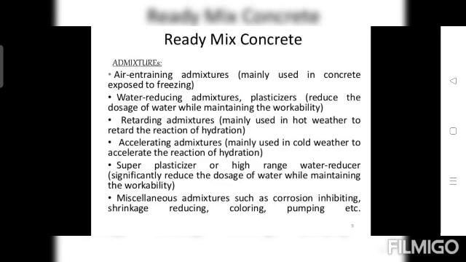So these are all the materials. Superplasticizer is also used for ready mix concrete, along with water reducing admixtures, air entraining agents, and miscellaneous admixtures such as corrosion inhibiting, shrinkage reducing, coloring, and pumping. Mainly superplasticizers are used to increase the workability of concrete, because ready mix concrete needs more workability as it will be pumped to the third or fourth floor. That is why we add superplasticizers to increase the workability of ready mix concrete.